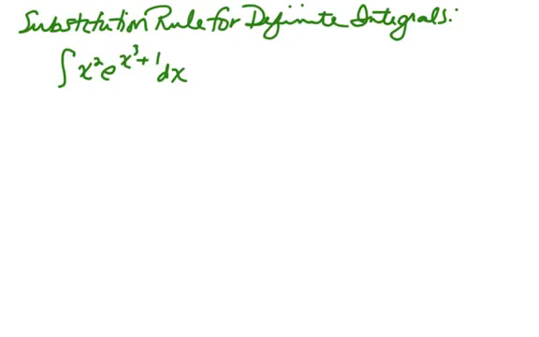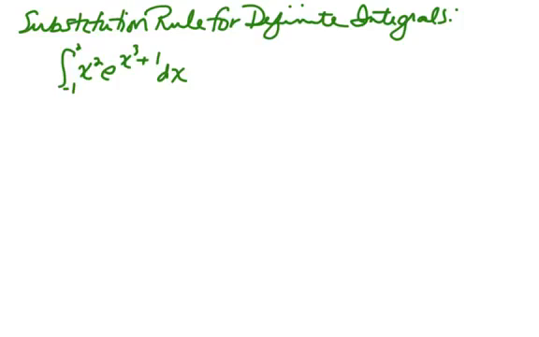Okay, this is a substitution rule for definite integrals, and this is a little bit more complicated problem. It just looks nastier, but it's the same exact approach. Instead of just an indefinite integral, we're actually going to evaluate this at a lower and upper limit, but we're going to use the substitution rule to get the antiderivative.